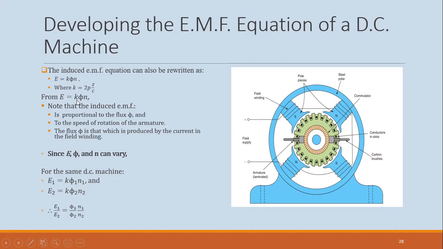I want you to observe that the induced EMF is proportional to the flux, and it is proportional to the speed of rotation of the armature.